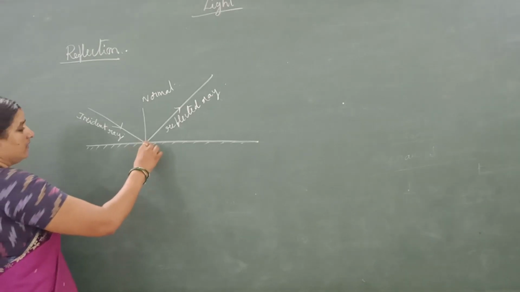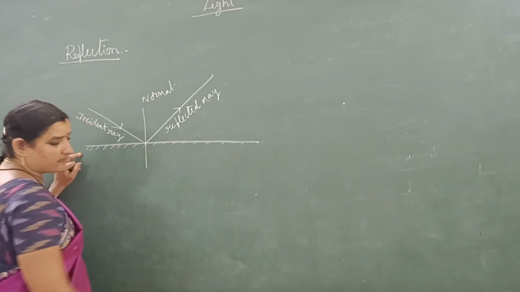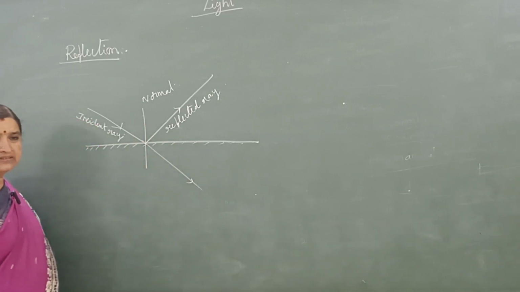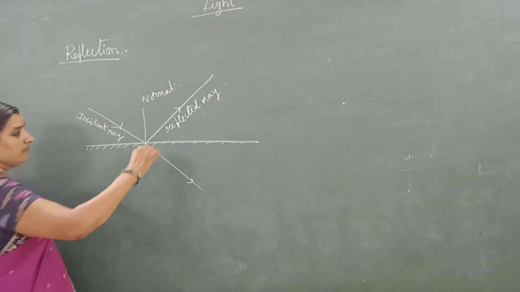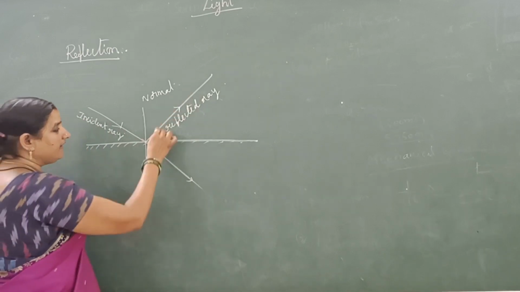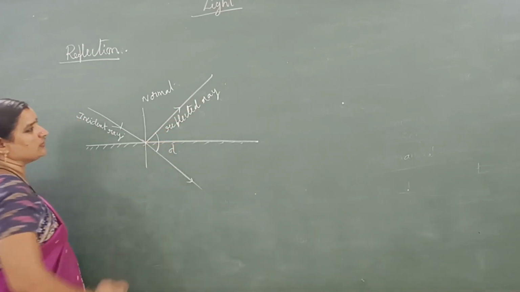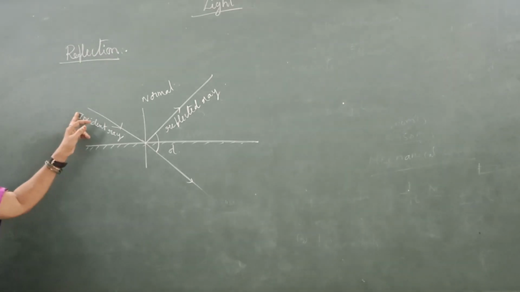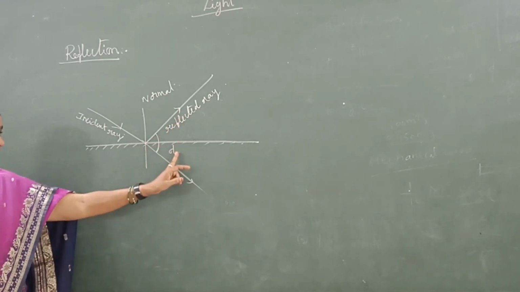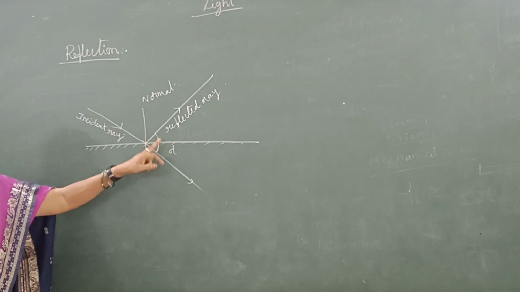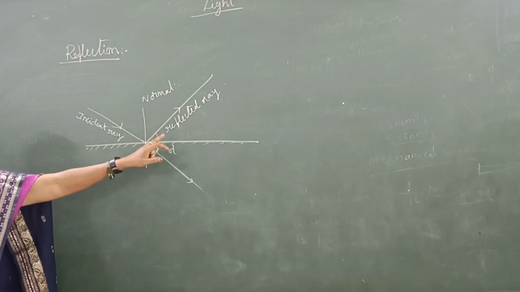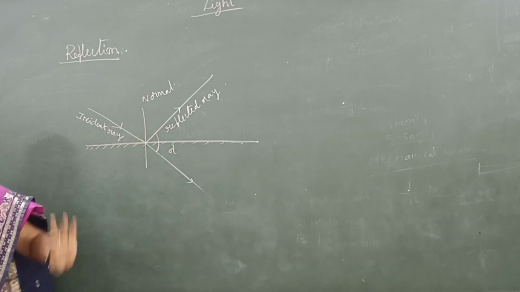If for suppose there is no mirror, what happens? The light ray directly passes through in the same straight line direction. The angle between the actual path of the light and the reflected ray is called deviation. It means how much angle it is deviated from the actual path, which is called angle of deviation.